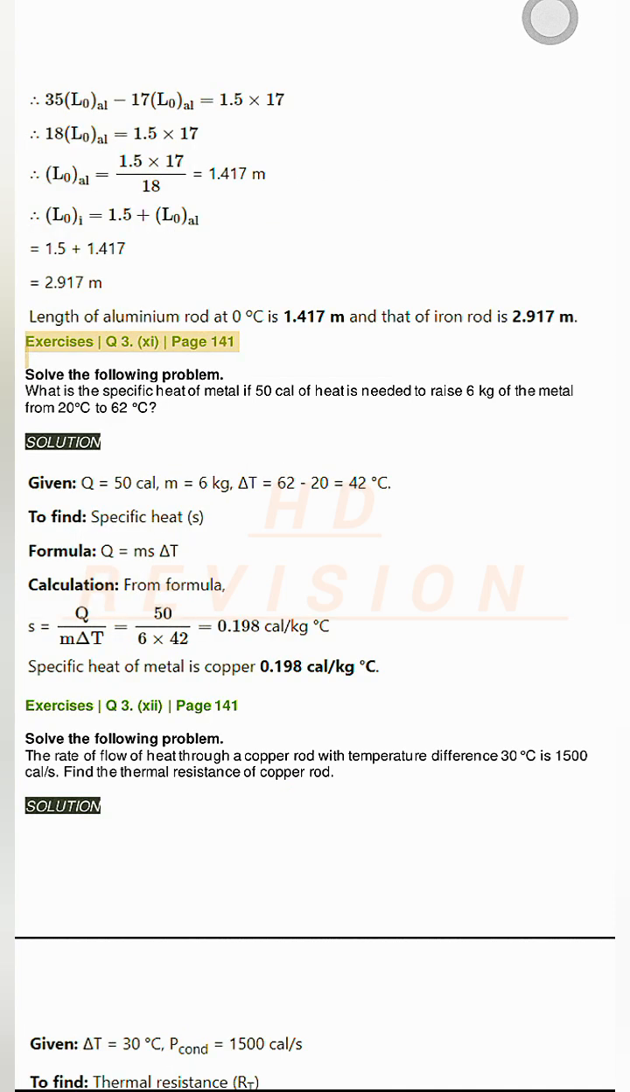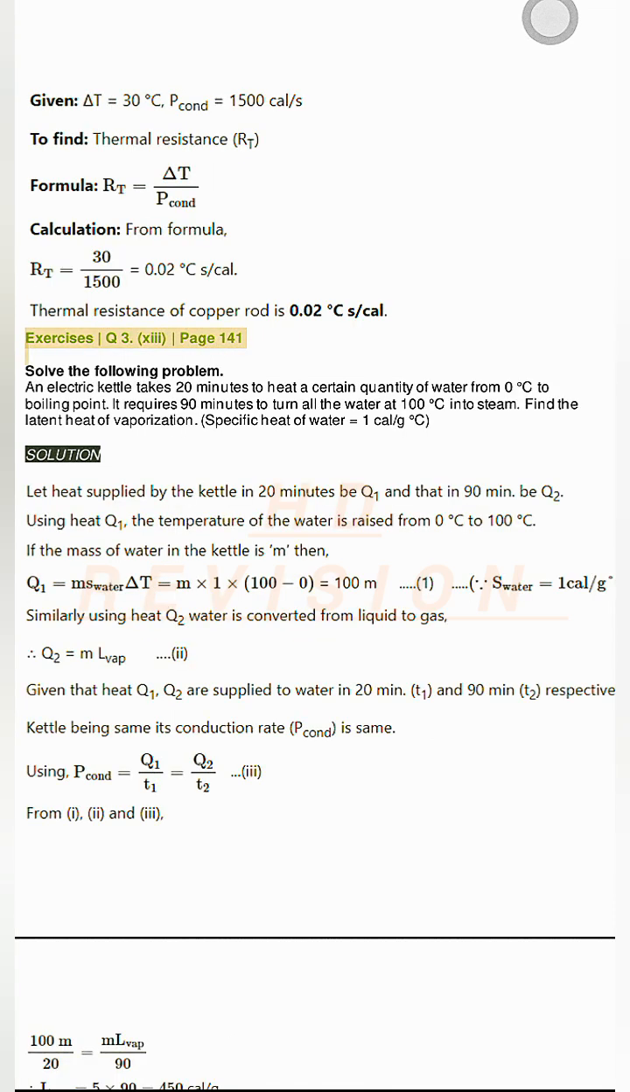Exercises Q3. Sheet page 141. Solve the following problem. What is the specific heat of a metal if 50 calories of heat is needed to raise 6 kilograms of the metal from 20 degrees Celsius to 62 degrees Celsius? Solution. Exercises Q3. Sheet page 141. Solve the following problem. The rate of flow of heat through a copper rod with temperature difference 30 degrees Celsius is 1500 calories per second. Find the thermal resistance of the copper rod. Solution.